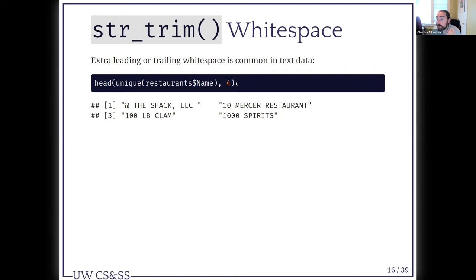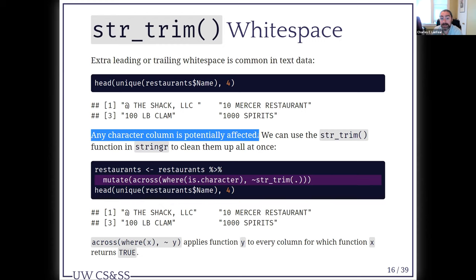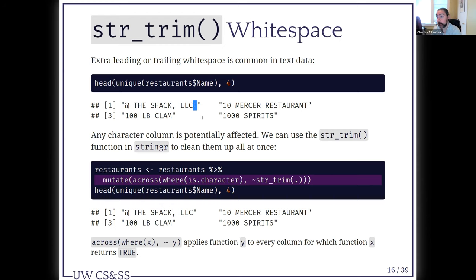So maybe you want to get rid of those white spaces. If we have data that look like this, I say head, unique, restaurants, name of the restaurants, look at the first four. At the Shack LLC, the very first one has an extraneous space right here. This upsets me. I must destroy this space. It's become the focus of my life momentarily. To destroy this space, we can use something like the string trim function, right? The idea here too is basically every character column in our data set could have these extra spaces that annoy me in them. And I want to make sure to destroy all of them simultaneously as efficiently as possible.